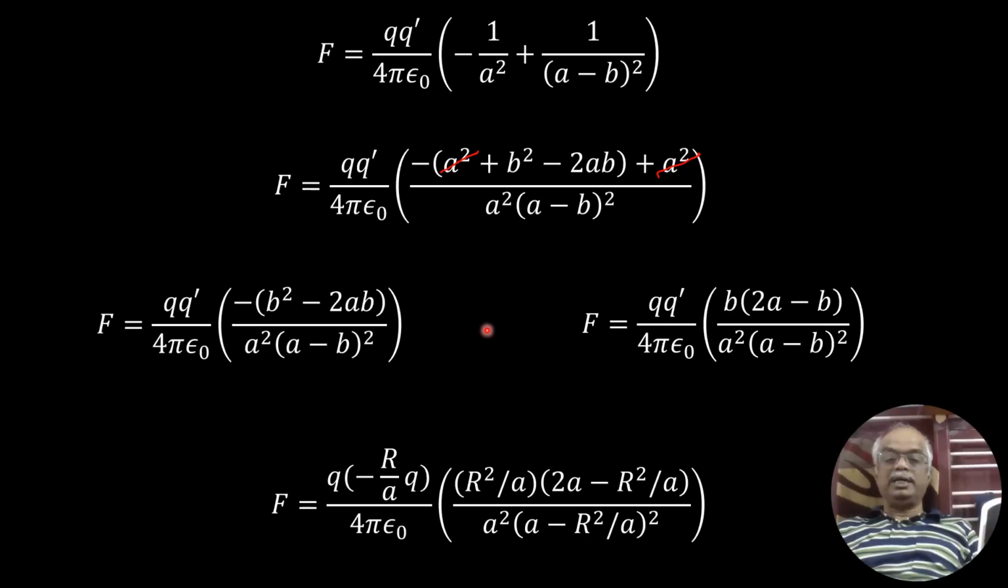So now you take p outside, and if you bring this negative sign inside, this will become 2a minus p. So you take p, then this will be 2a minus p, because we have taken the negative sign inside, divided by a squared into (a minus p) whole squared.